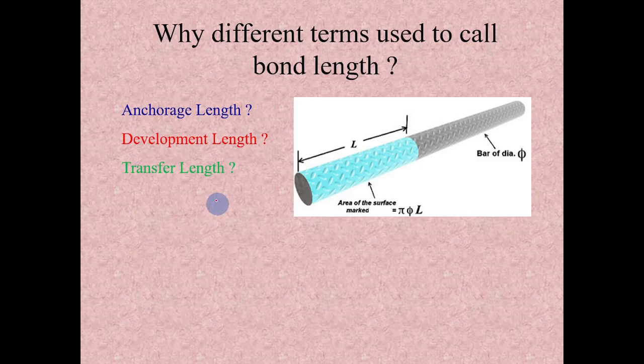So why is this bond length sometimes called anchorage length, development length and transfer length? Also, why is it called a length basically? The bond strength is directly proportional to the surface area of the reinforcement which is in direct contact with concrete. So basically this is that area: pi times diameter times the length of the bar which is embedded into this concrete.